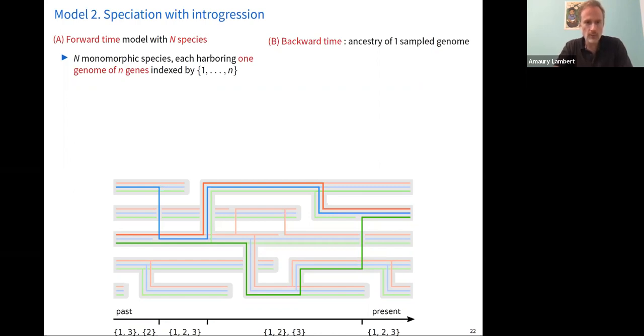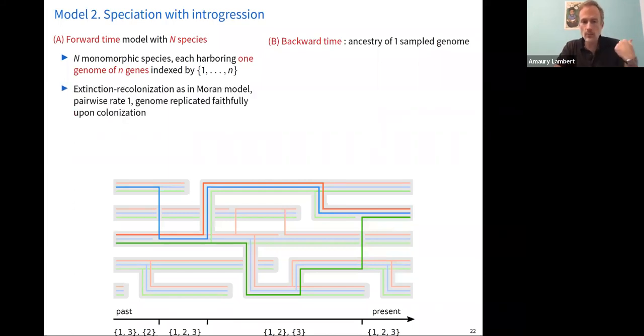So the model goes as follows. You have a model in forward time, and in backward time, I will look at the ancestral partition. So you start with n monomorphic species, meaning that you don't consider the polymorphism inside the species, and so you only have to keep track of one genome of n genes inside each species.